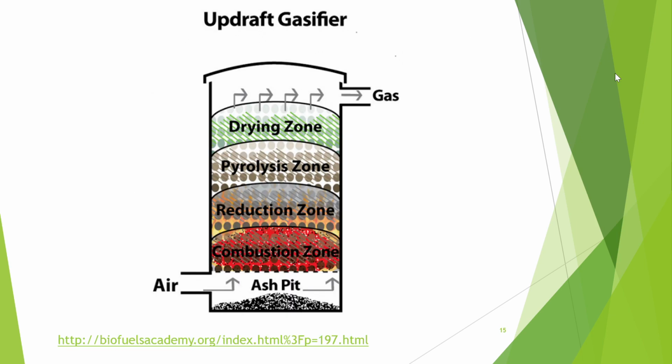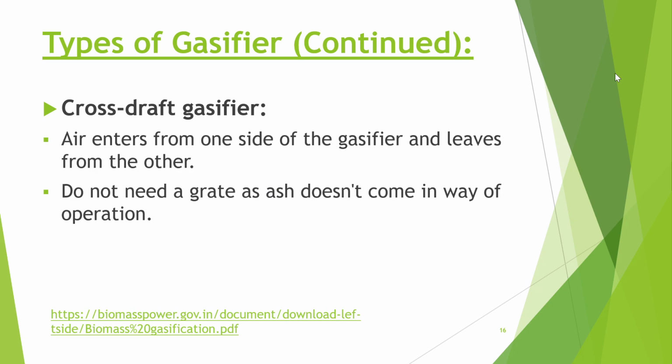Here is a simple diagram of an updraft gasifier. Here air is introduced from the bottom, and we can see that there is an ash pit as well, and first there is the combustion zone, then reduction, then pyrolysis, and then drying, and at the top we will retrieve the gas. Then we can see the cross draft gasifier.